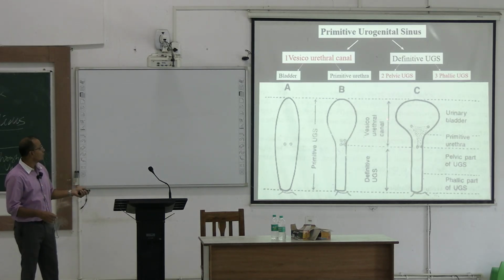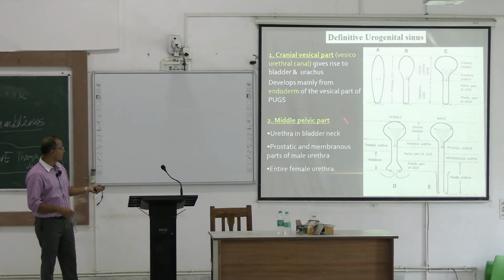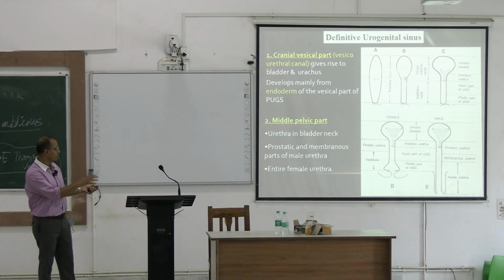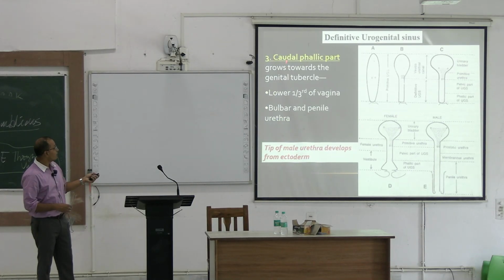The second part is the pelvic urogenital sinus, which forms the middle portion, and the third is the phallic part, the lower part of the urogenital sinus. So, what happens with the cranial part? It becomes the urinary bladder. The middle part develops into the urethra in the female, and in the male it forms the prostatic part of the male urethra. The third part, the phallic caudal part, develops in the male only, into the penile and bulbar urethra.